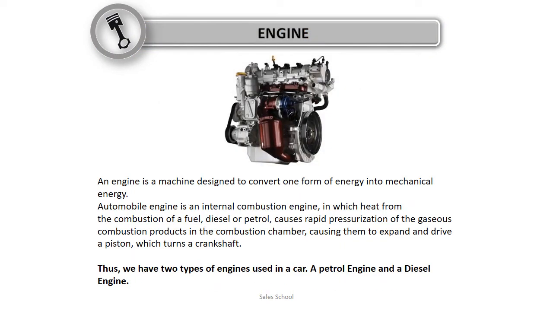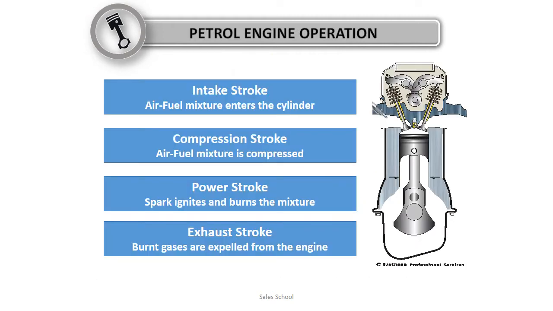An engine is a machine designed to convert one form of energy into mechanical energy. Automobile engine is an internal combustion engine, in which heat from the combustion of a fuel, diesel or petrol, causes rapid pressurization of the gaseous combustion products in the combustion chamber, causing them to expand and drive a piston, which turns a crankshaft. Thus, we have two types of engines used in a car: a petrol engine and a diesel engine. Now, we are going to see the working of a petrol engine.